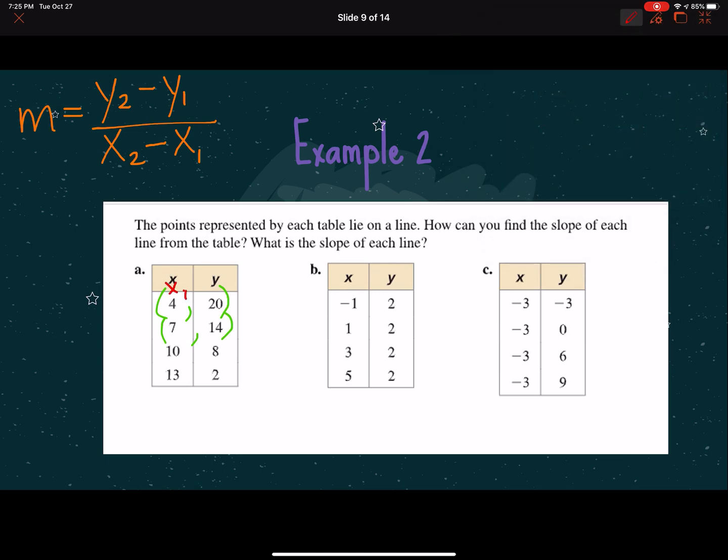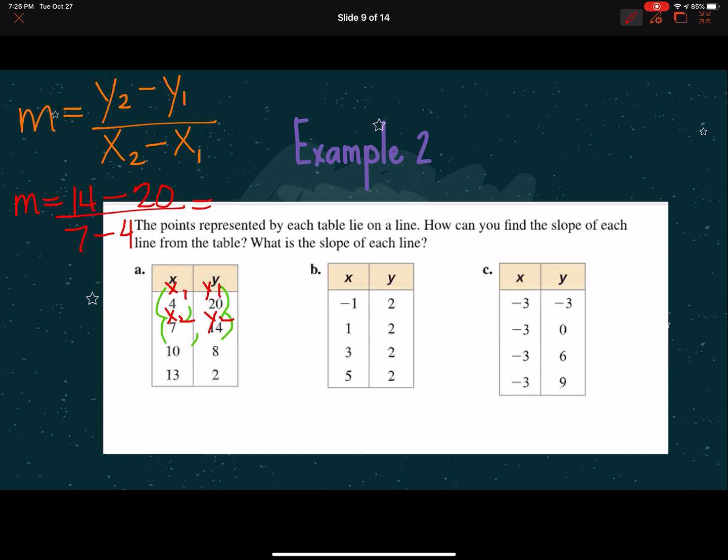So I'll have my x1, y1, x2, y2. Now I'm going to put those in place in the formula and simplify. So y2 is 14, subtract y1, which is 20, and then x2 is 7, subtract x1, which is 4. You can put all of that into your calculator and it will simplify it for you, or you can calculate the top, the bottom, then simplify.